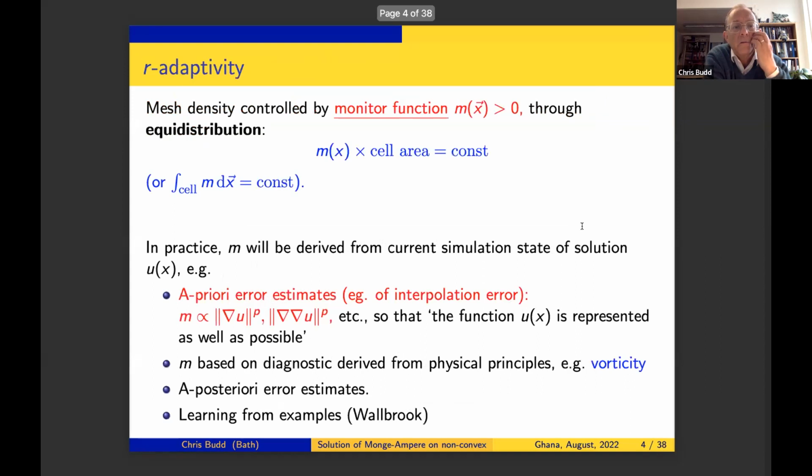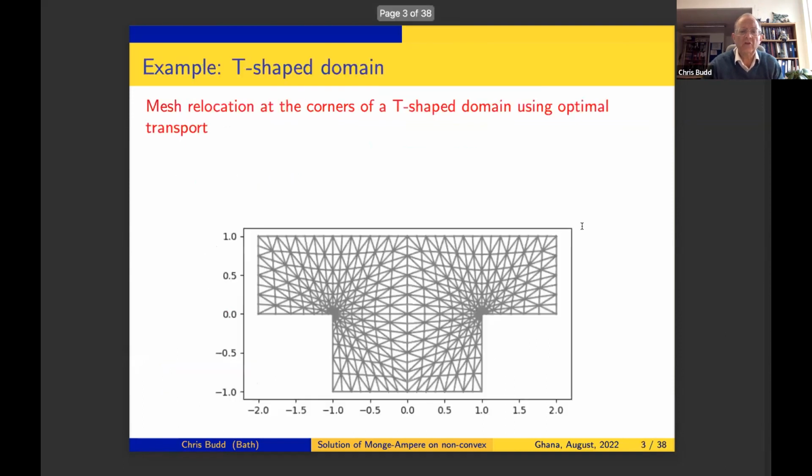Okay, so how does R adaptivity work? The idea behind R adaptivity is that you have a mesh, going back to our picture here, which has cells. Here are our cells here. And if something interesting is going on, for example, if there's a singularity, you want the cell to be small.